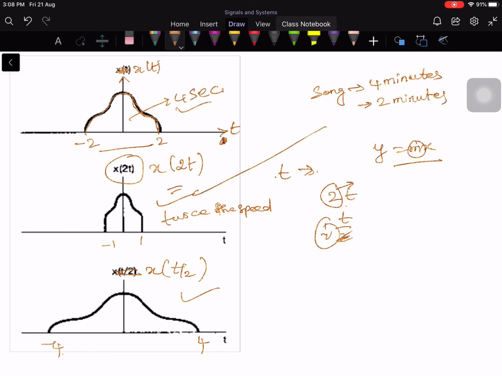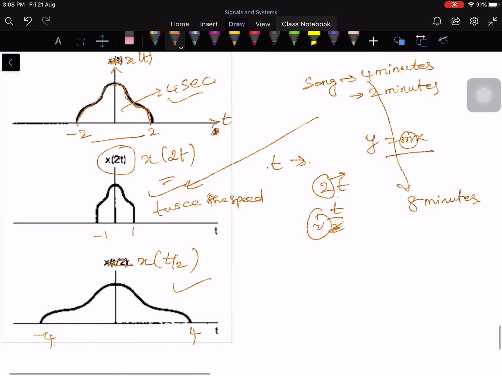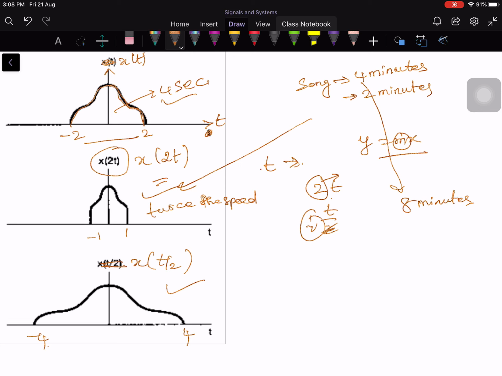This operation is called compression. And if you slow down, what will happen? This 4-minute song will be played taking 8 minutes. You are playing very slowly. So that is called half the speed of the recording speed.